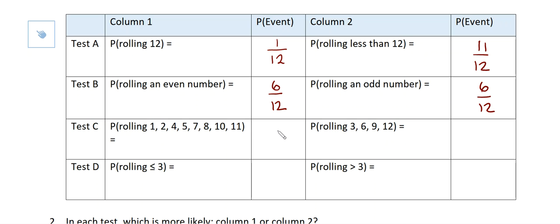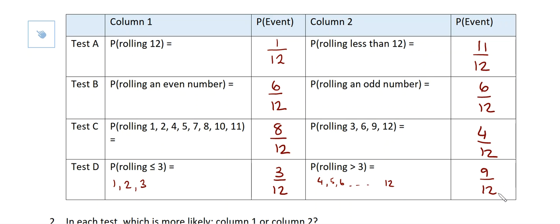This one people got the wrong way around actually. Rolling a number less than or equal to 3. That would be a 1, a 2, or a 3. So it's 3 from 12. This would be more than 3, so 4, 5, 6, all the way up to 12. So that would be 9 from 12. Okay? So those two probably. I haven't simplified any of them.